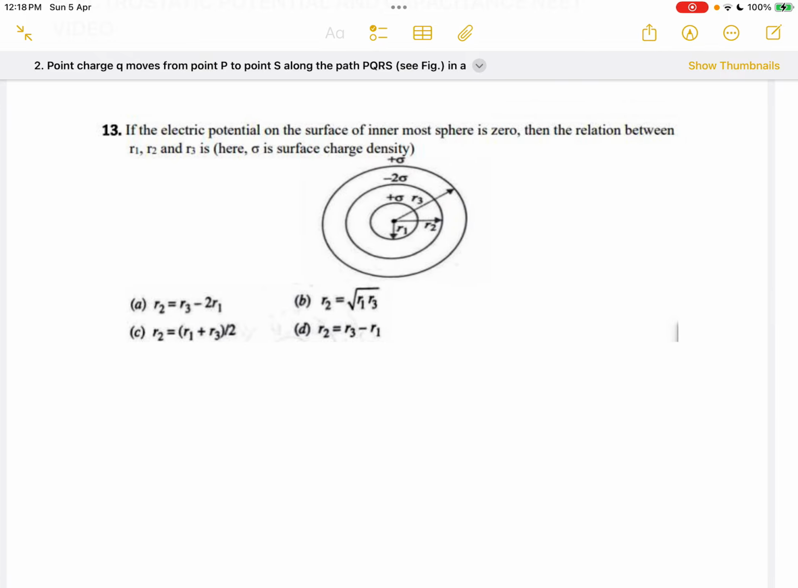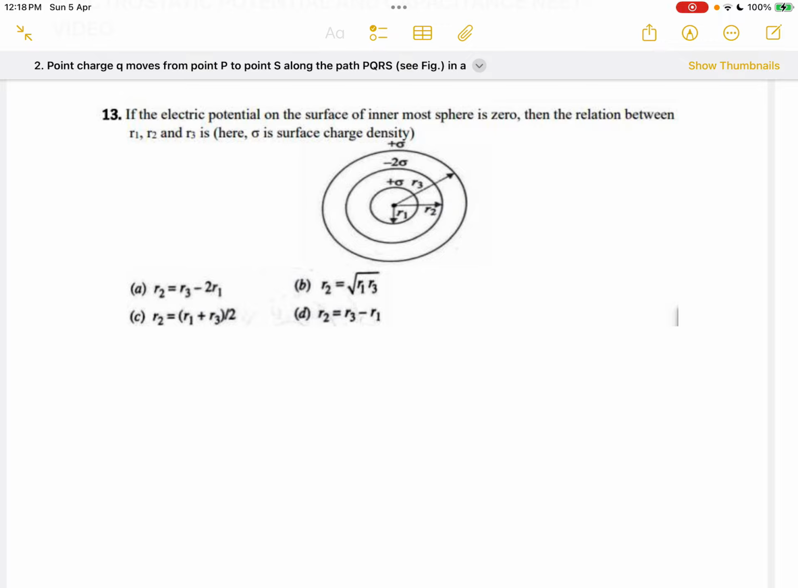If electric potentials on the inner and outermost sphere is 0, then the relation between R1, R2 and R3 is. So anyway, the inner and outermost spheres is 0. Let's talk about the inner sphere. Because at the center it is 0, you can say the potential basically can be written as 1 by 4 pi epsilon naught Q divided by R. I want to write it in terms of surface charge density, so you can multiply and divide by R. It will be sigma R divided by epsilon naught. So that's the equation that I'm going to write.